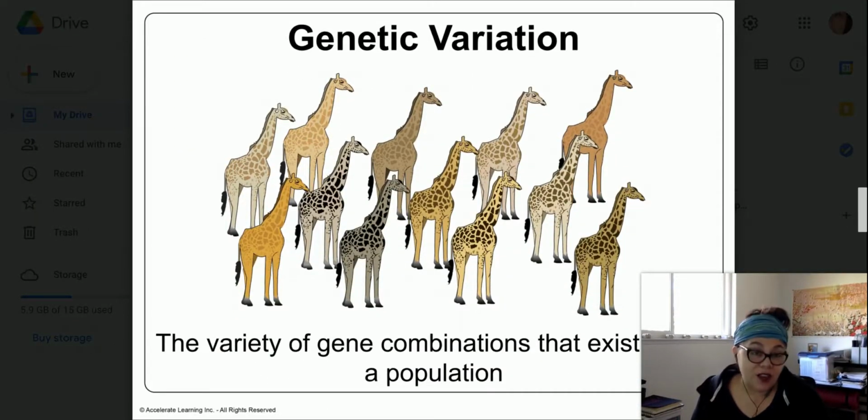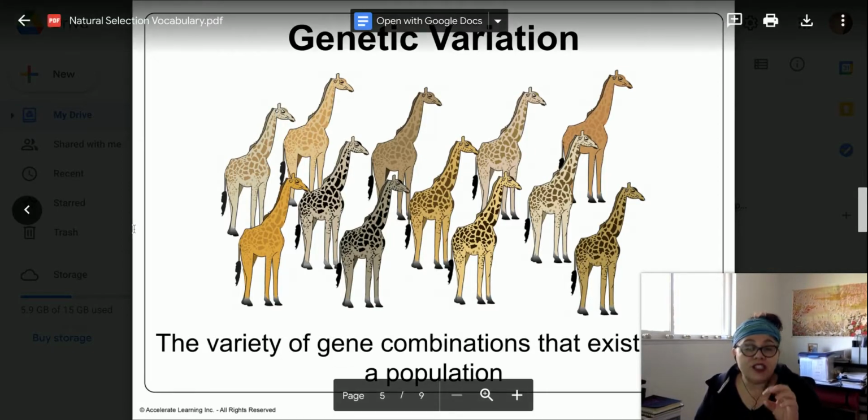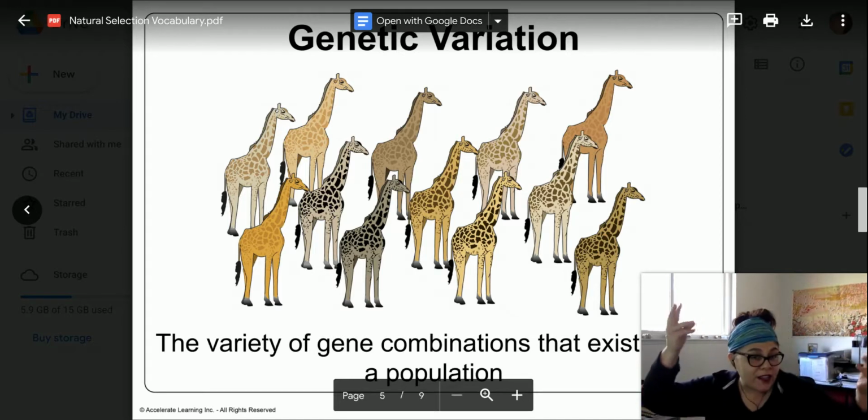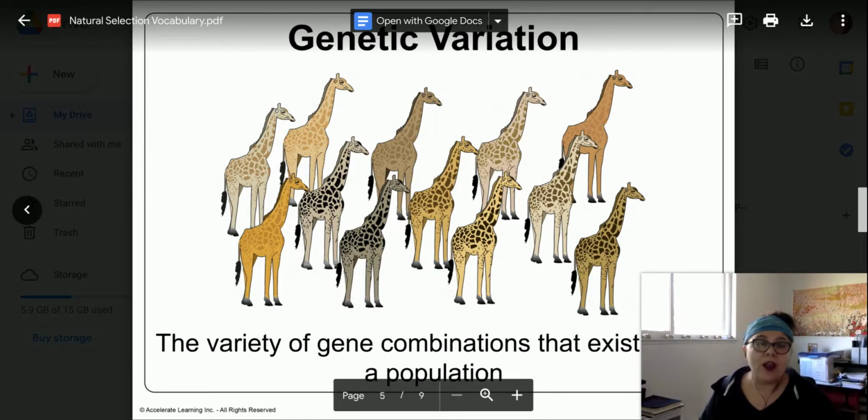The next word is genetic variation. This is the variety of genes that combine to create a population. That means just like we are all different colors and heights, and we have different color hair and different kinds of hair, curly hair, wavy hair, straight hair, big eyebrows, little eyebrows, brown eyes, blue eyes, green eyes, right? Connected ears, disconnected ears. All these different combinations are what make you, you. And by having genetic diversity, genetic variation in a population, your population is stronger.